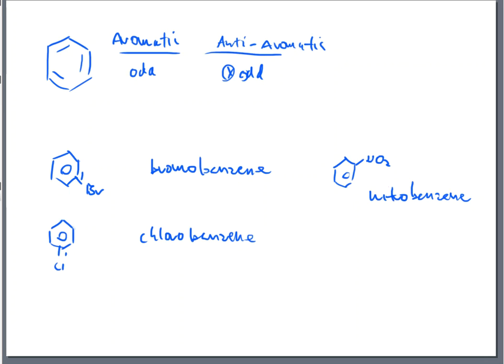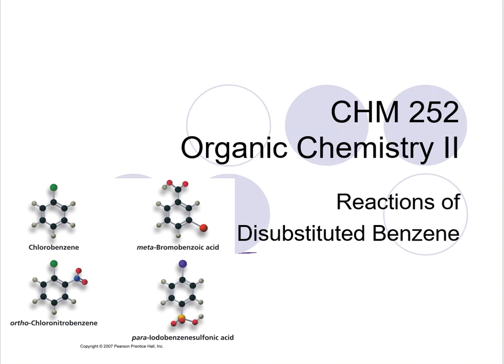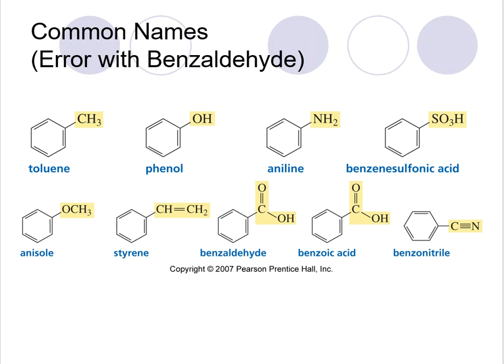Those nomenclature rules are going to come back. We're going to revisit them and reuse them over and over. At the same time, we also talked about a couple of different structures for benzene that were common names. Now, this slide came straight from your textbook, by the way. There is a problem, and the problem is benzaldehyde. Benzaldehyde is not this structure. That is wrong. That is a typo. The textbook can be wrong sometimes. Who would have ever thought?